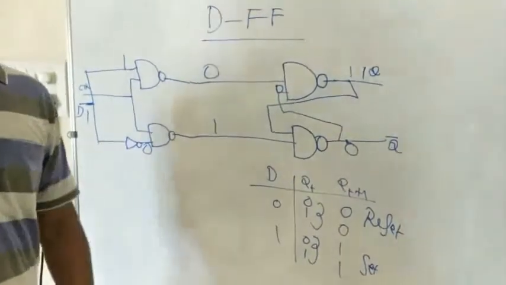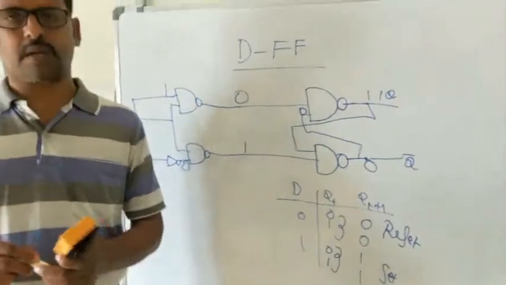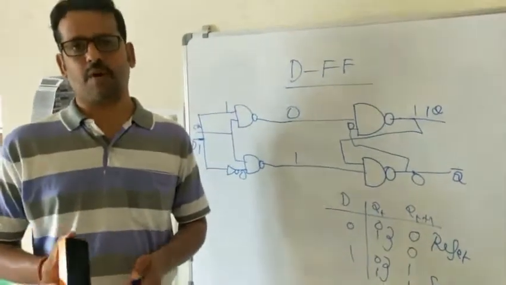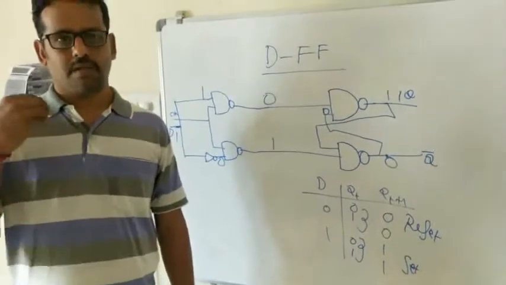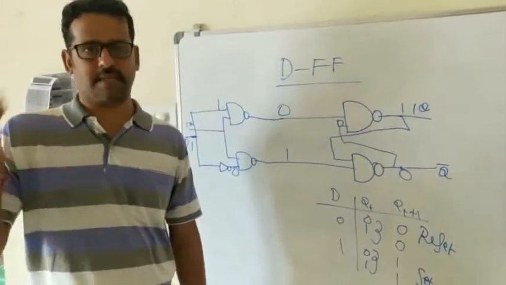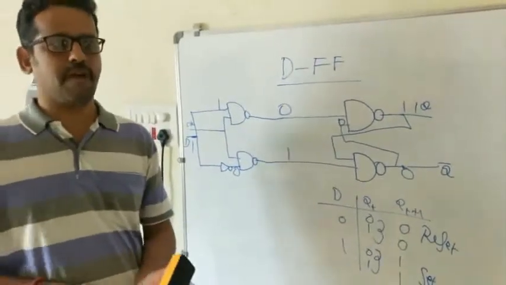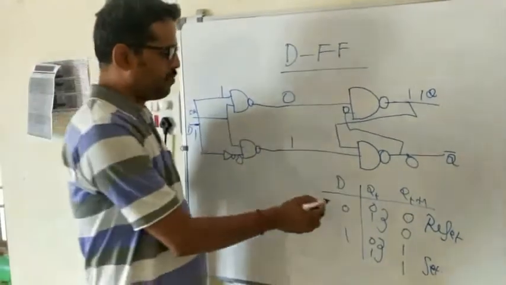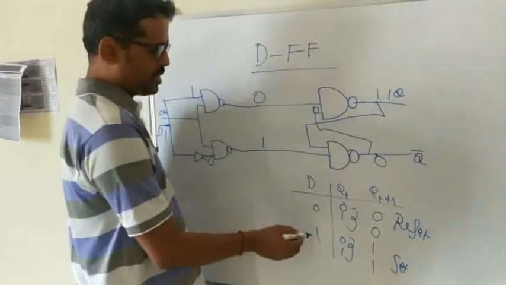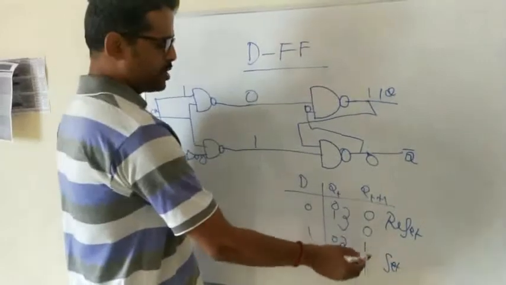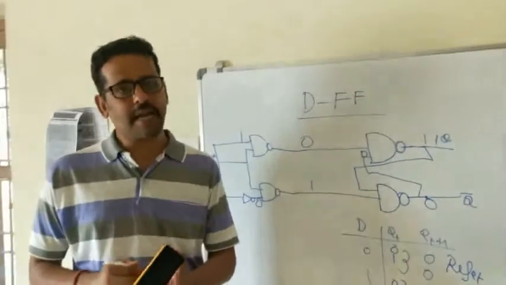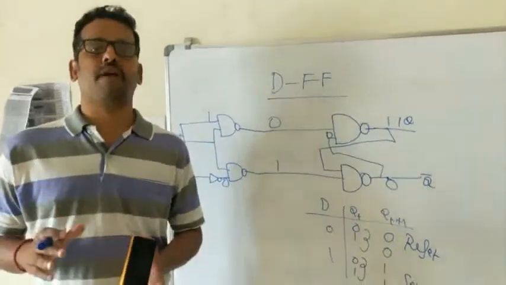D flip-flop is used for designing registers. In a register, if you want to store 0, it should be stored as it is. If you want to store 1 bit in a register, it should be stored as it is. That is why we use the D flip-flop for designing registers. You can see here, if D is given as 0, the output is going to be stored as 0. If D input is given as 1, the output is going to be 1.